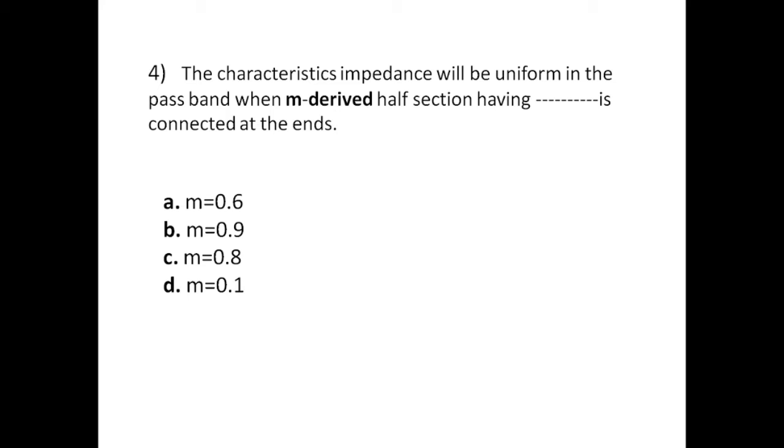From the derivation they already calculated that when m equal to 0.6 we will get this uniform characteristic impedance. That means if you connect a half section arm with m value 0.6 at the transmitting and receiving ends, and in between we can connect the network, you will get uniform characteristic impedance. So the answer is m equal to 0.6.